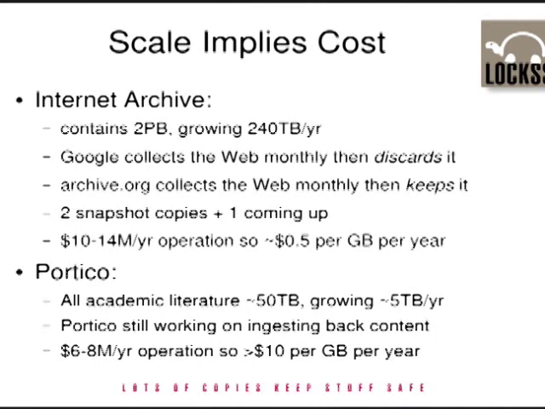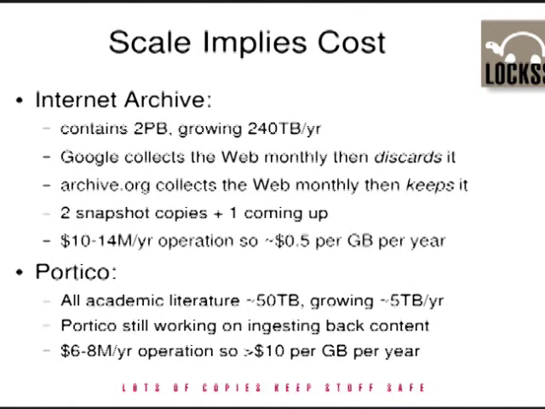So the Internet Archive contains something over 2 petabytes. It's growing at about 1/4 of a petabyte a year. This is a big operation. You can come to some kind of understanding of how big it is when you realize that Google collects the web monthly and then throws it away. But archive.org tries to collect the web monthly and keep it. I believe they currently have 2 copies and another one coming up. Their burn rate is somewhere between $10 and $14 million a year, which translates to about 50 cents per gigabyte per year.